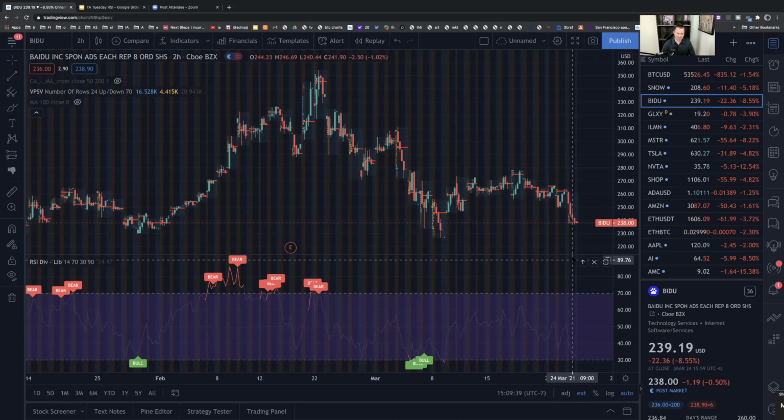Again, we are very close to this RSI breaking through the 30. And if there is an early sell-off tomorrow morning down to that 235 level, 230 level, it might be worth a little flutter. Again, the future of this company is very bright because of their autonomous vehicle EV play, and of course, being the Google of China.